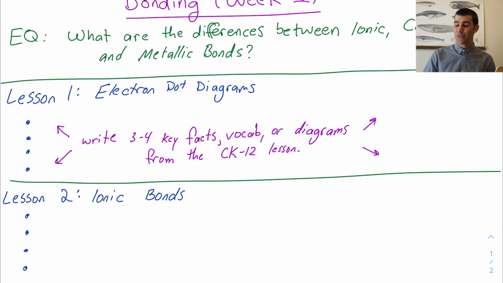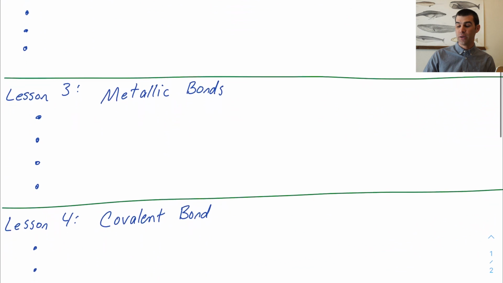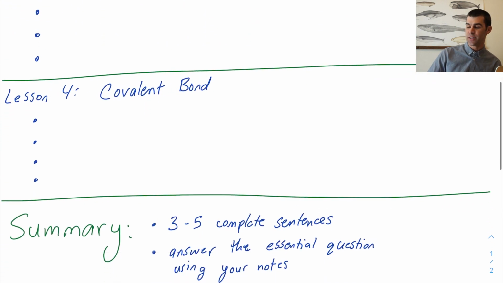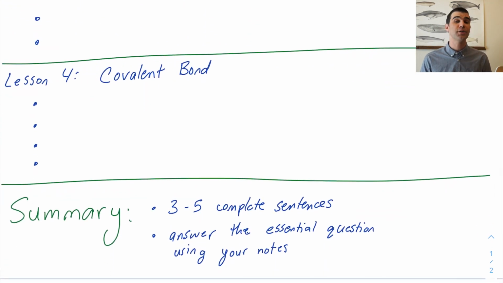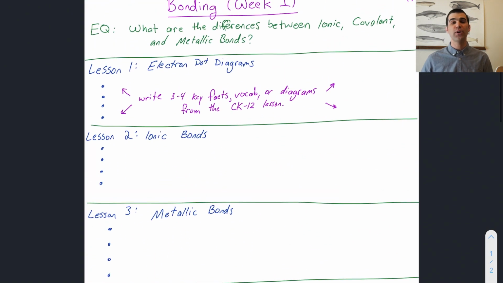I want you to make 3 to 4 points for each of the 4 lessons that you're going to do on this CK12 website. So you can schedule it or you can organize your lesson something like this. And then at the bottom, you're going to write yourself a little summary, 3 to 5 sentences, answering the essential question using your notes. There's really no wrong way to do this, but as you're going through the 4 lessons, I want you to have this set up so you have a place to record the key points so you can get back to them later, because inevitably we forget things and it's good to review as you go along.